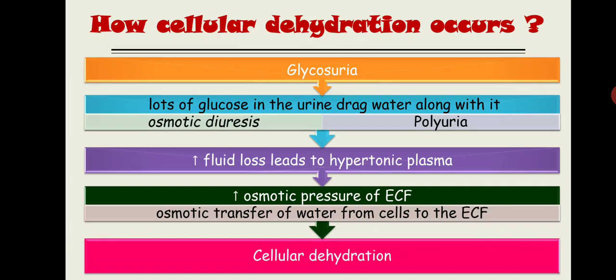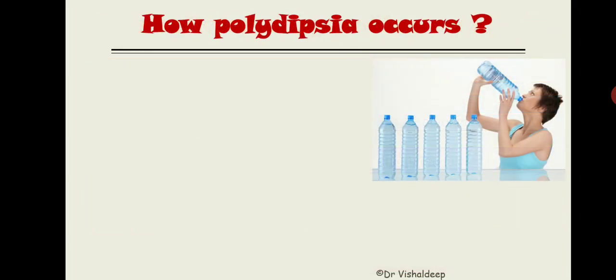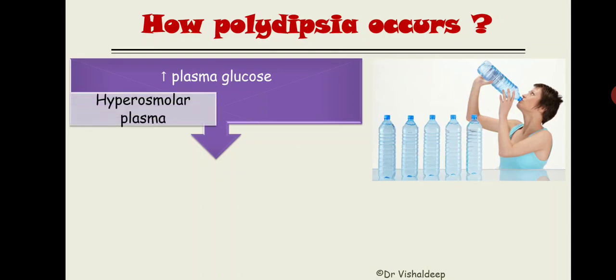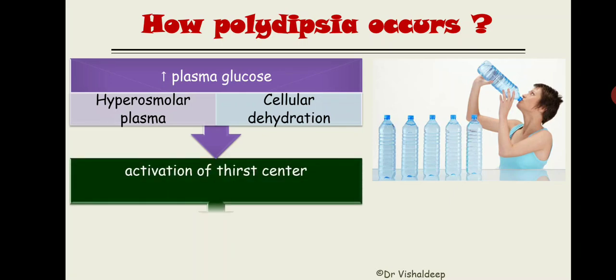Now next thing, how polydipsia will occur. More glucose will be present inside the plasma, so due to hyperglycemia, the glucose that is already present in the plasma becomes hyperosmolar, right? And cellular dehydration will occur, that we already discussed in our previous slide. Now due to the cellular dehydration, it will activate the thirst center.